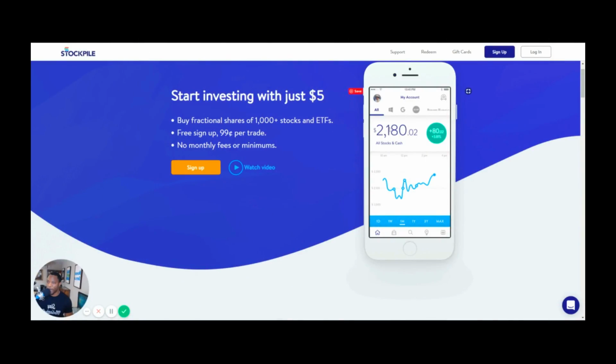So hey, let's head over to my computer. I'm going to show you guys step by step how to invest your first $100 using Stockpile. Let's do it. Just go to stockpile.com. This is what it's going to look like right here.